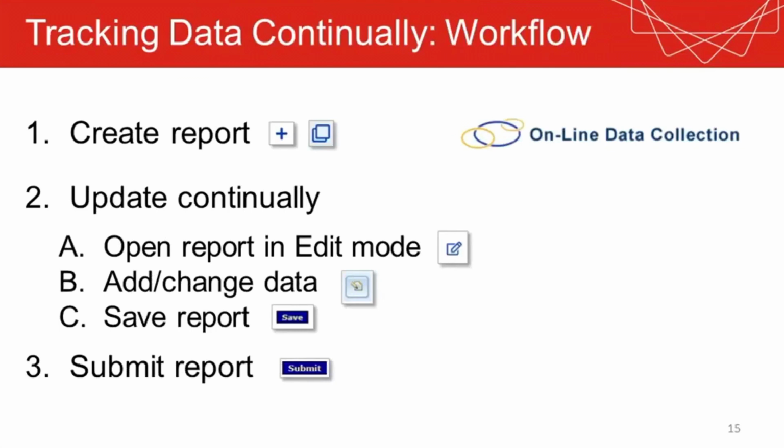Then, throughout the year, you can log in to update your report with new data frequently. You can open your ongoing report in edit mode, make any changes or additions to reflect recent program activities or participant outcomes, and then save the report. You can repeat those steps as often as you'd like for the reporting period. Then, at the end of the period, you can check over your data, and when you're ready to go, you can go through the validate, certify, and submit process like you usually would.